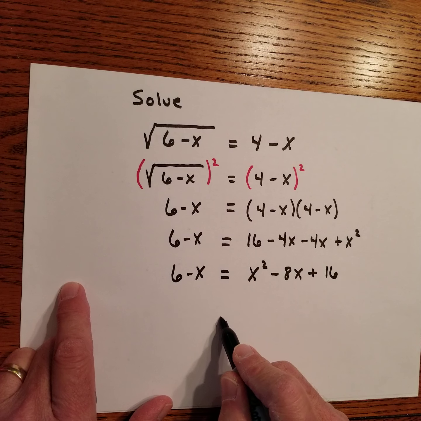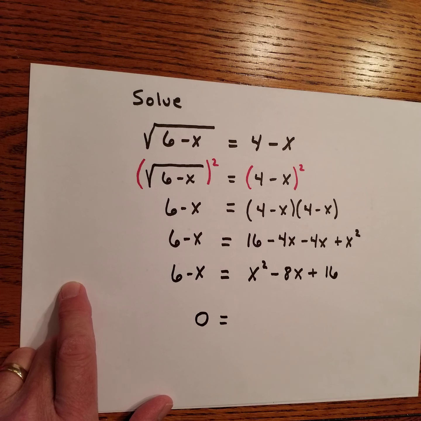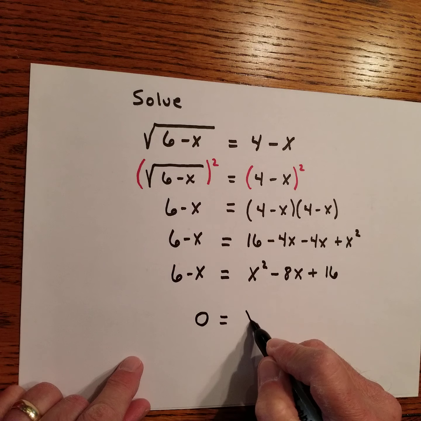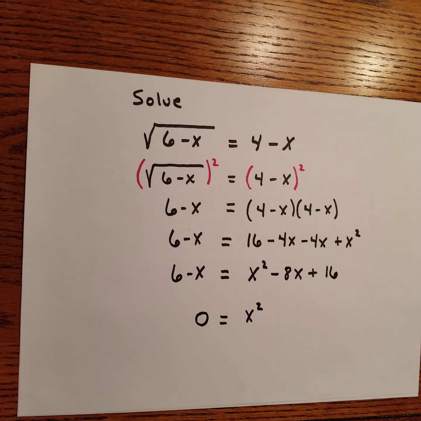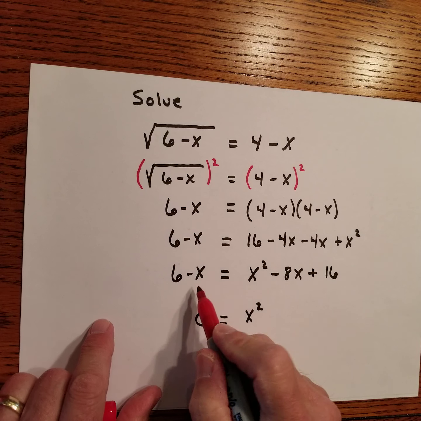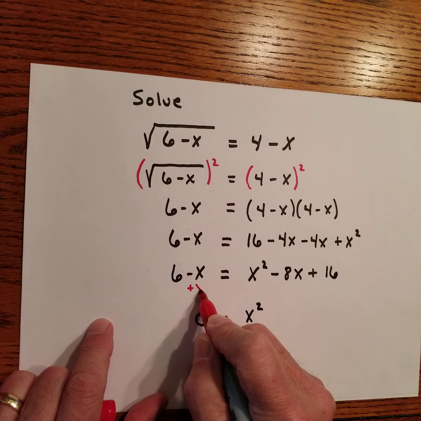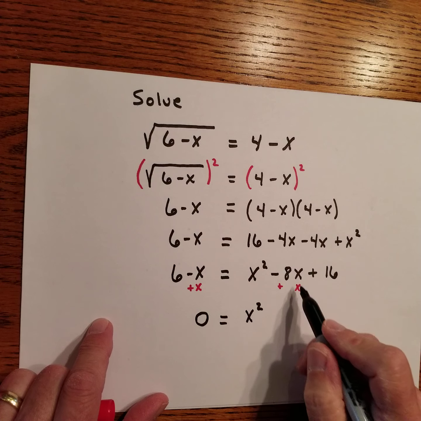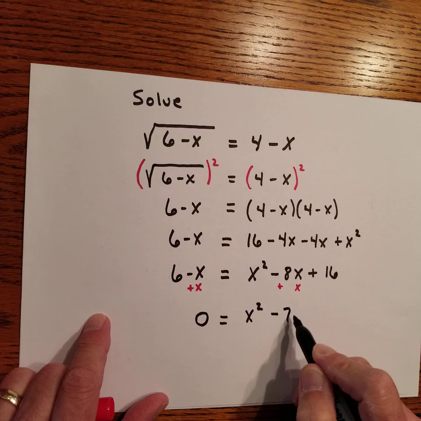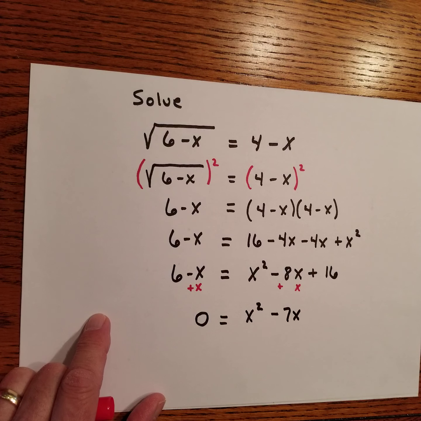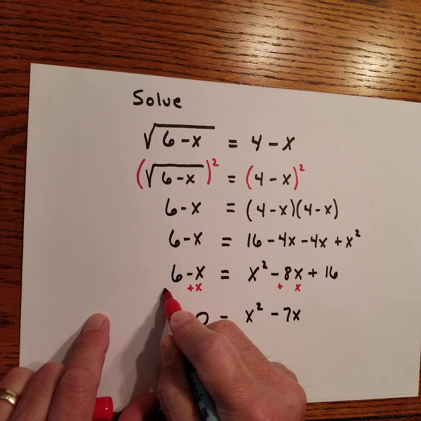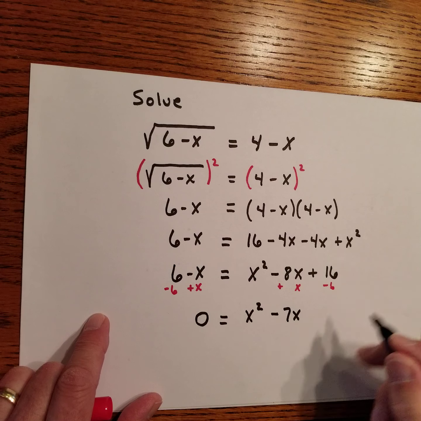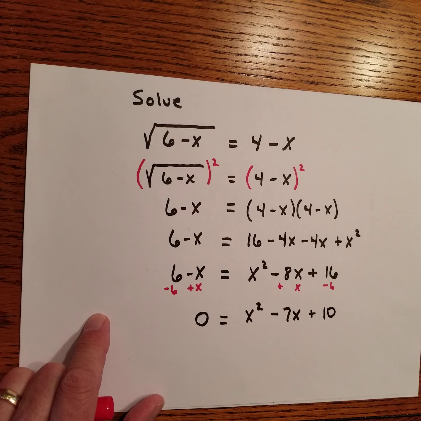Now it's quadratic, so I should set it equal to 0. My x squared is already positive, so I'll keep it where it's at. I need to get rid of negative 1x, so I'll add an x to both sides. Negative 8 and positive 1 is negative 7x. I need to get rid of this 6, so I'll subtract 6 from both sides. 16 minus 6, that's 10.